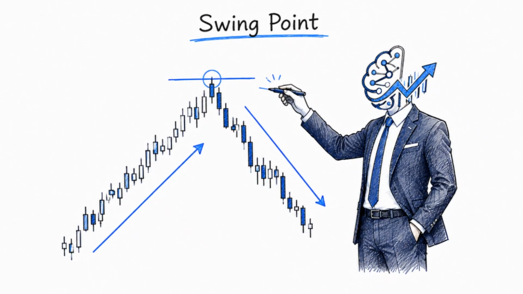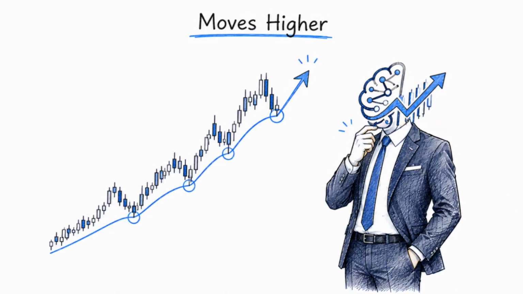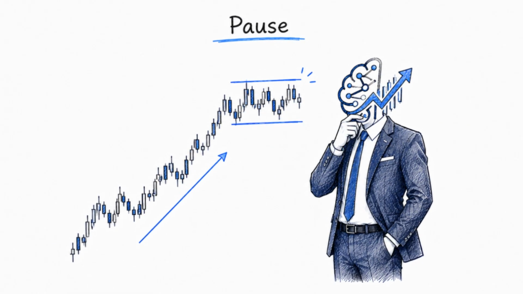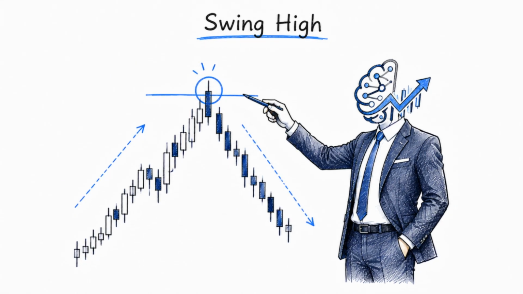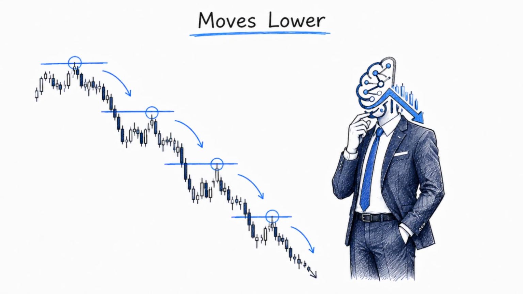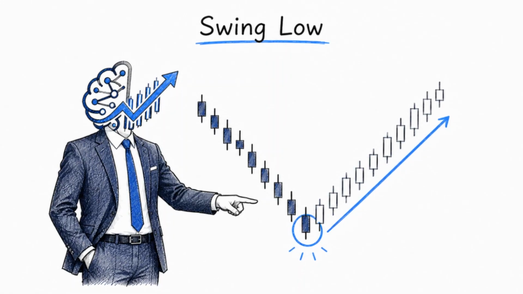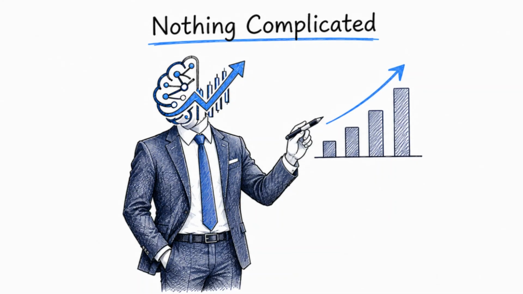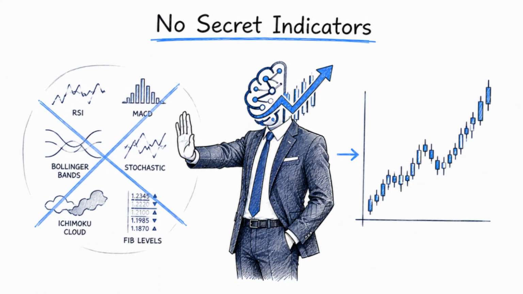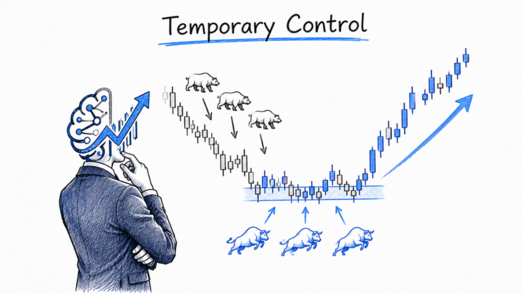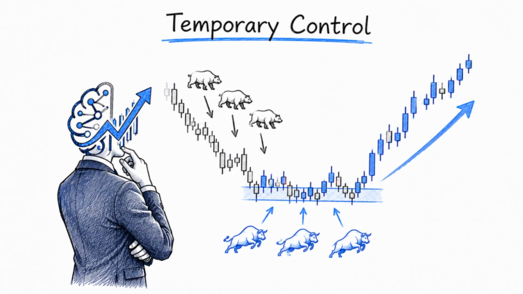So, what is a swing point? A swing point is simply a place where price changes direction. When price moves higher, pauses, and starts moving lower, you've created a swing high. When price moves lower, finds buyers, and starts moving higher, you've created a swing low. That's it. Nothing complicated. No secret indicators, no magic formula. Just observing where buyers or sellers temporarily took control.